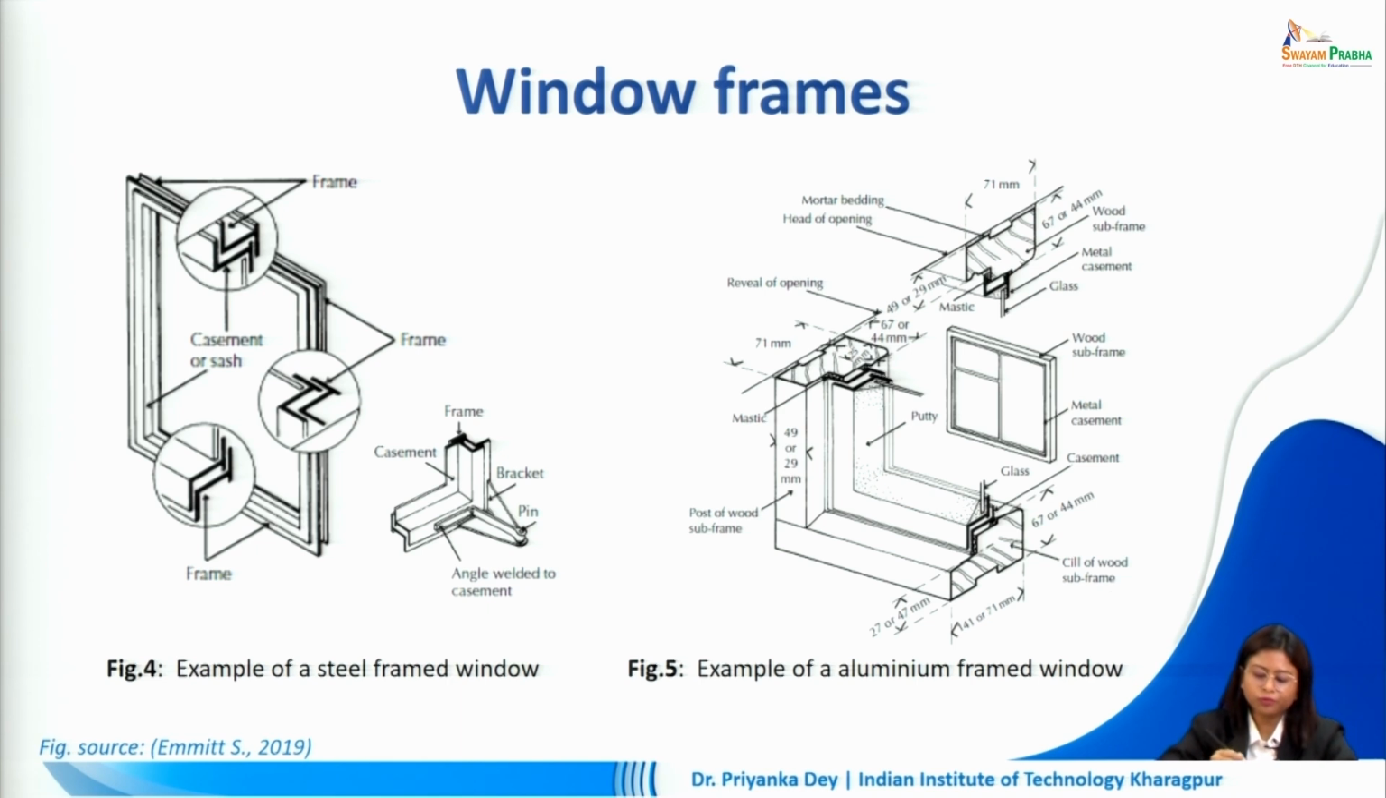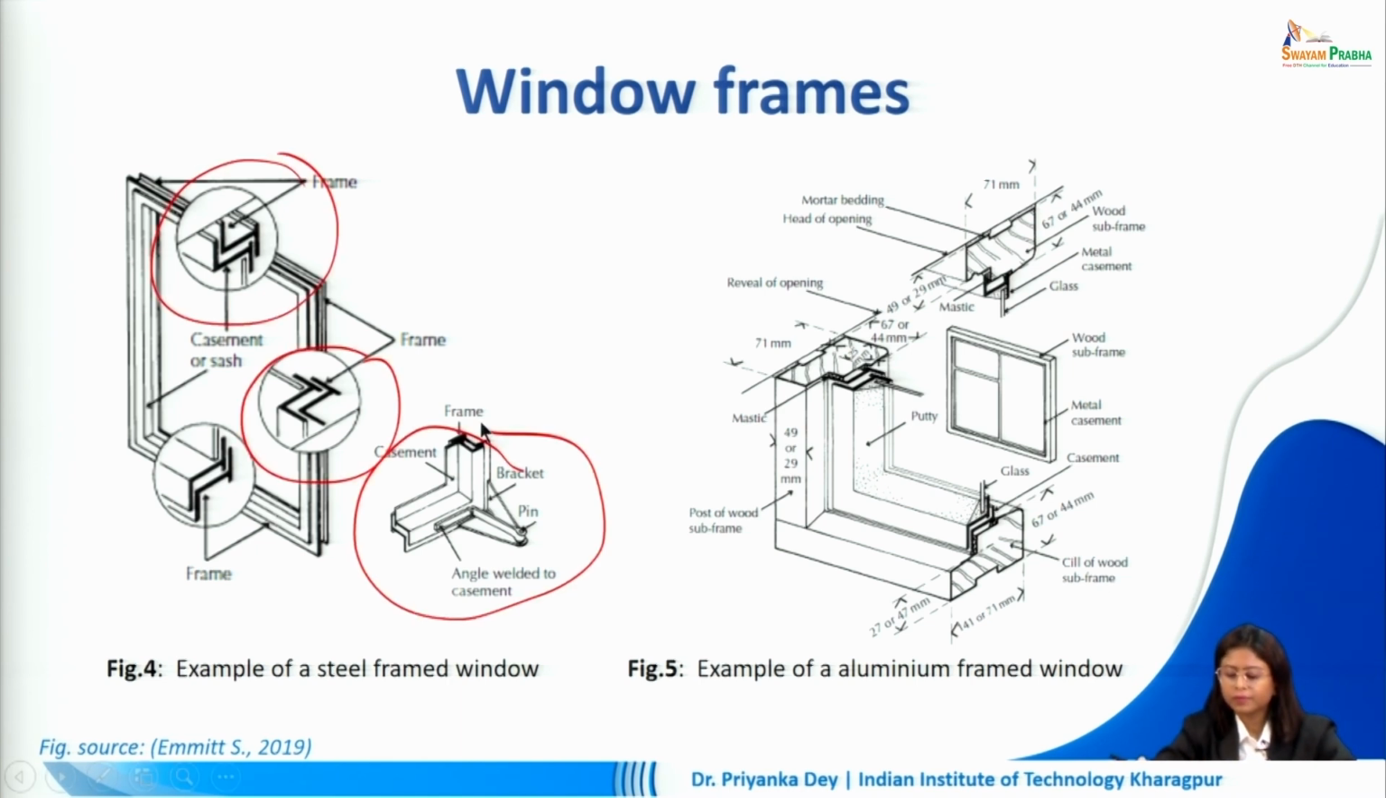We can also go for steel sections or even aluminium framed ones, which are becoming increasingly popular these days. Aluminium framed sliding windows are a very common choice in today's residences.